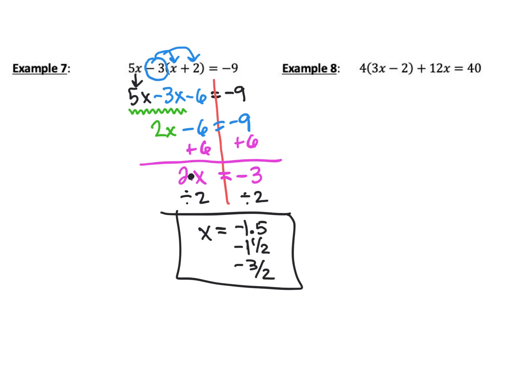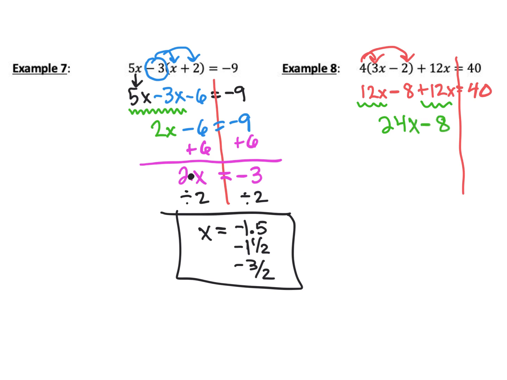All right, example number 8. So first of all, we want to multiply in our 4. So 4 times 3x is 12x, minus 4 times 2 is 8, and then plus 12x equals 40. Then we're going to have 12x. Combine those together, we're going to have 24x minus 8 is the same. We still have 40. And then now we're going to do PEMDAS backwards.